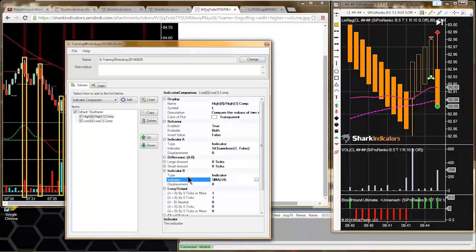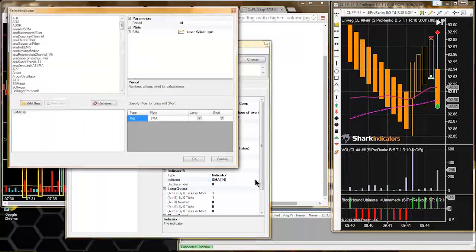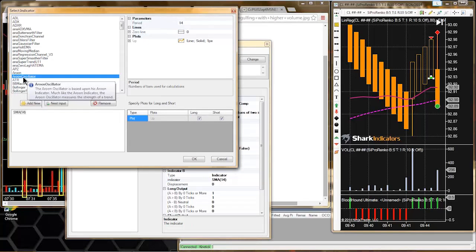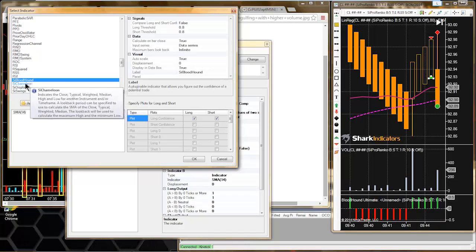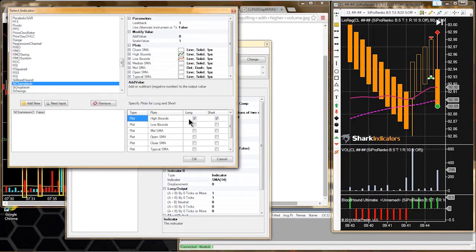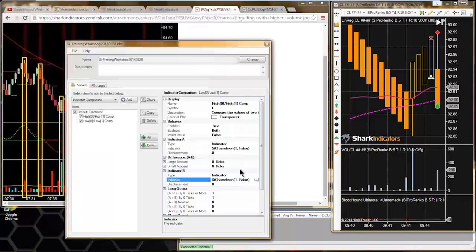Now down here in indicator B, we're also going to be comparing the high price, so we'll need Chameleon again. We're still comparing the high price, so we'll leave that alone. But this time we're going to be comparing it to one bar back, to the previous bar. So we need to set the displacement to 1.